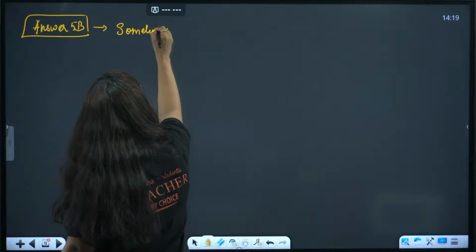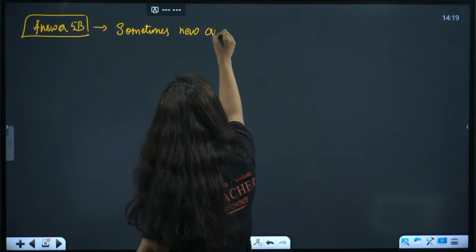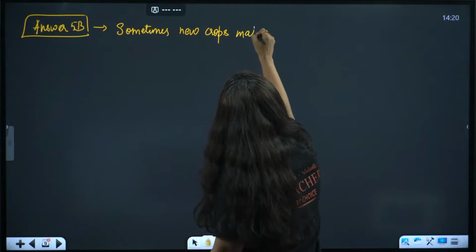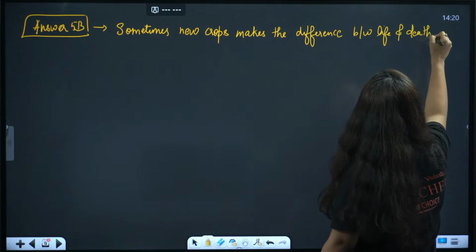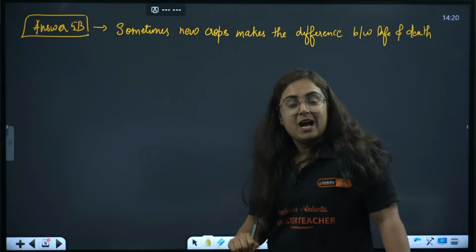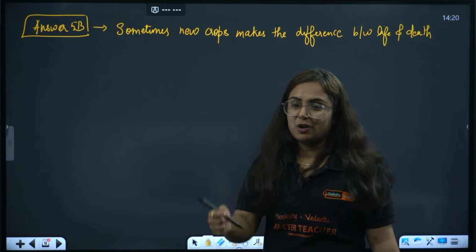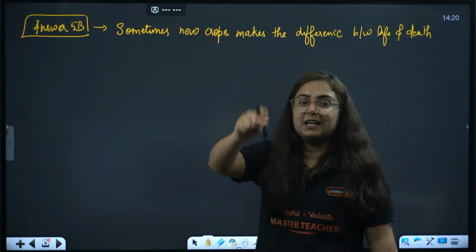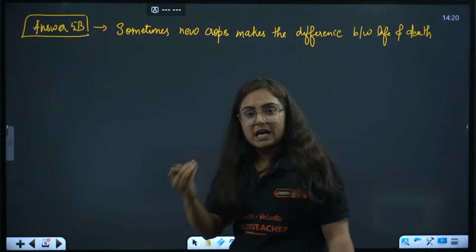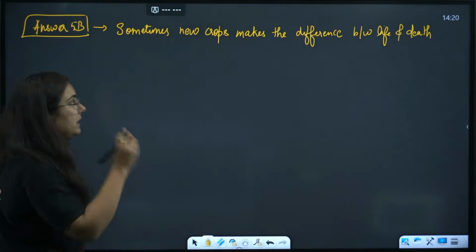sometimes new crops make the difference between life and death. Do not write the word between as I wrote it here, okay? Because this will deduct your mark. This will deduct your mark, not mine. No one is going to check me here on whether I have written complete words or not, but someone is there to check you. So yes, sometimes new crops make the difference between life and death.